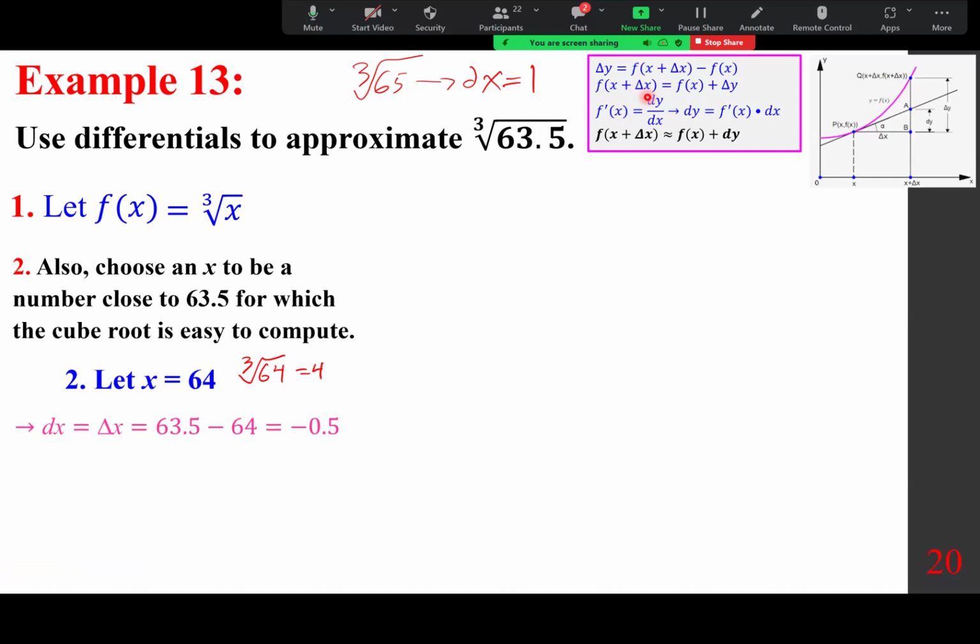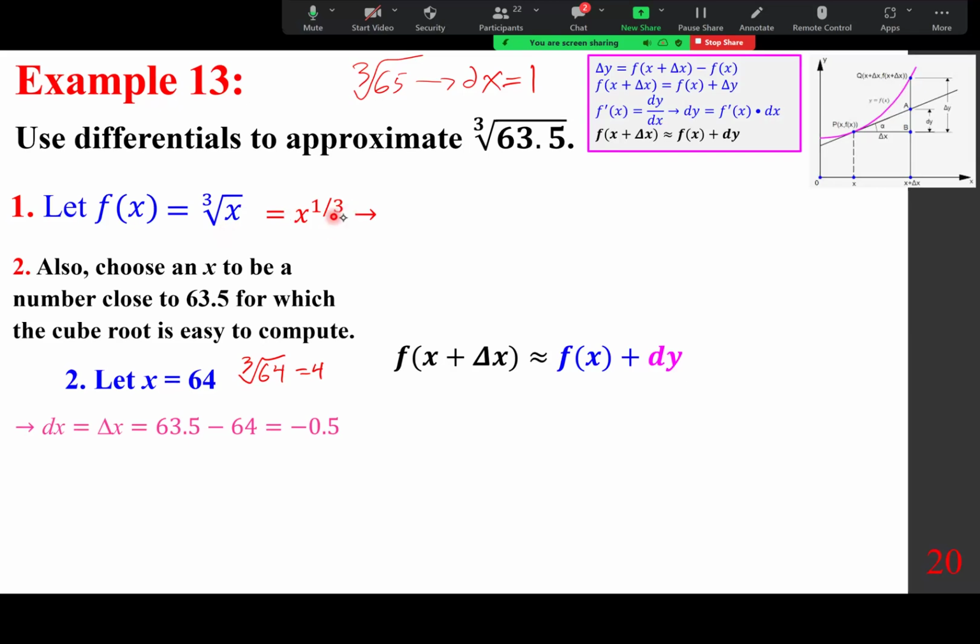All right. Now, for the approximation, we're going to use f of x plus delta x is f of x plus dy. So we have f of x. We don't have dy, we're going to find it. To find it, we're going to change this to x to the power of 1/3, because we are going to differentiate and find f prime of x.